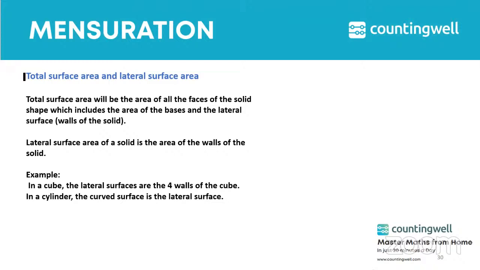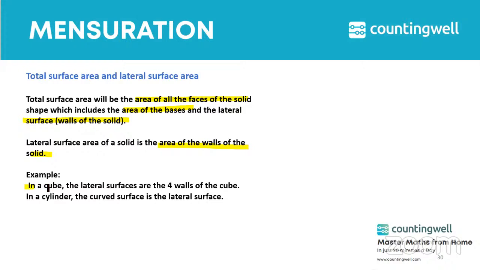Now, students often get confused between total surface area and lateral surface area. Total surface area is nothing but the area of all the faces of the solid, which include the area of the bases also and the lateral surface also, meaning the walls of the solid. And lateral surface is the area of only the walls of the solid, and we avoid the bases. For example, for the cylinder, we saw how we are avoiding the bases, which are circular in shape, and we are finding only the area of the curvy surface, which we can cut and we can see it is a rectangle.